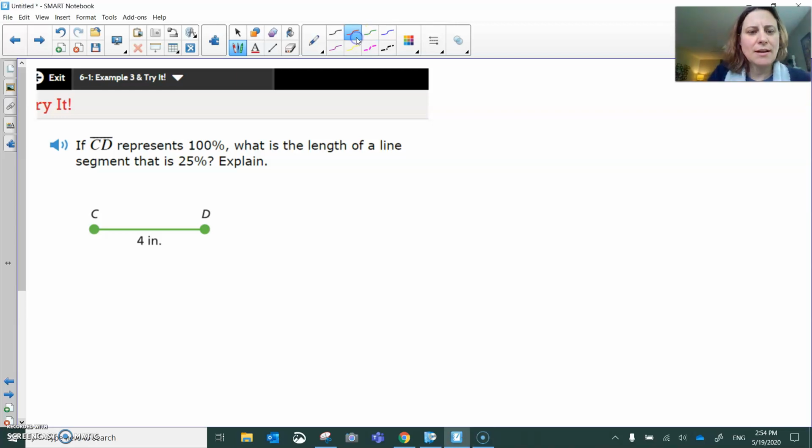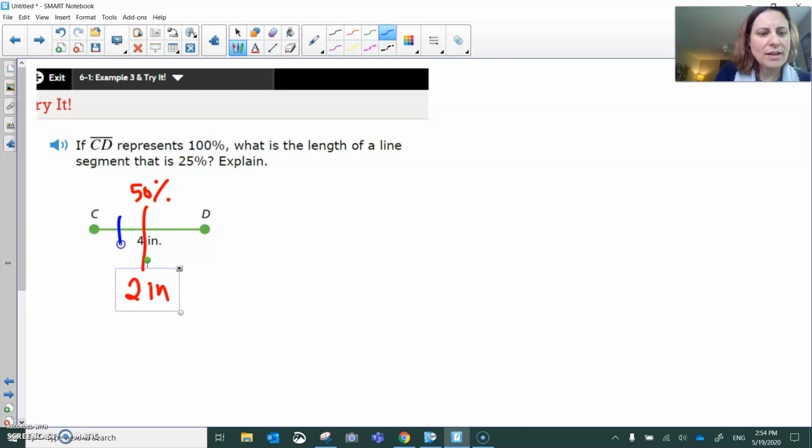25%, half of it, 50%, would have been 2 inches. And so a quarter of it would be 25%, which would be 1 inch. So 25% would be 1 inch.